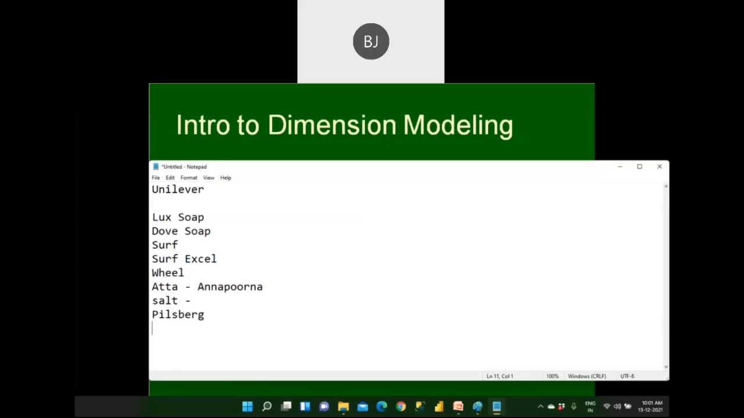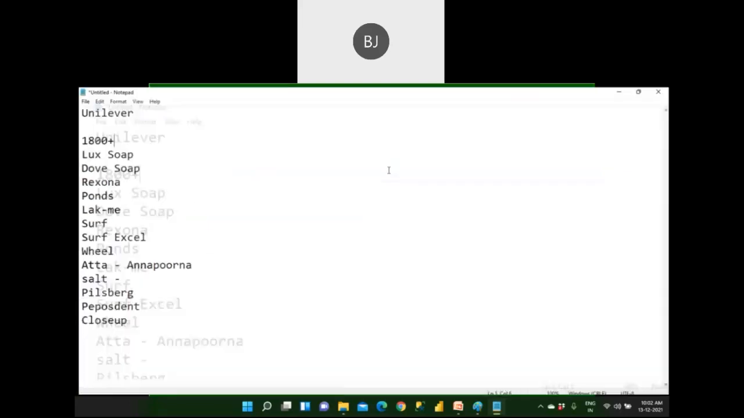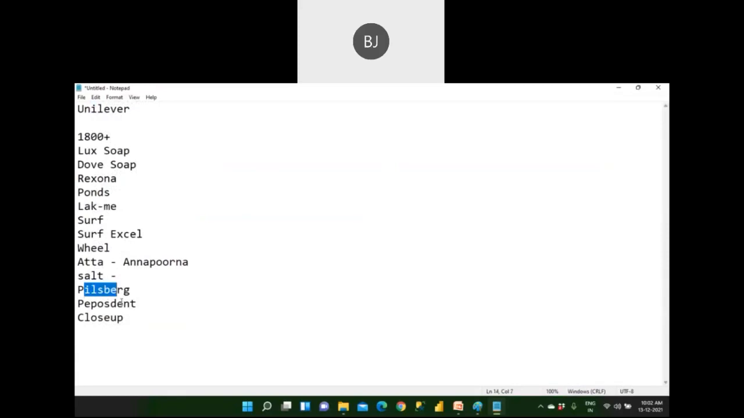You buy any product like Pepsodent, from whom? And Close Up. If you wanted to buy Rexona, Rexona is a brand of this. You wanted to buy Pond's, right? You wanted to buy Lakme, right? All these things, they have 1800 products in the market, 800 plus products. Whatever you wanted to buy, it is from Unilever company only. Surf Excel, if you don't like it, then Pillsbury, Pepsodent, Close Up.